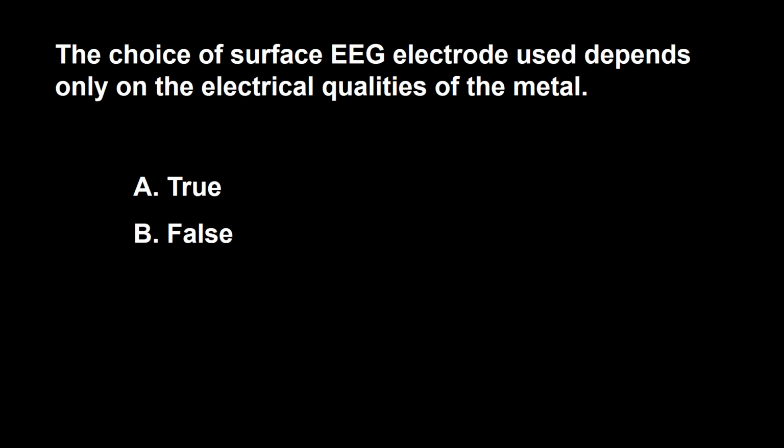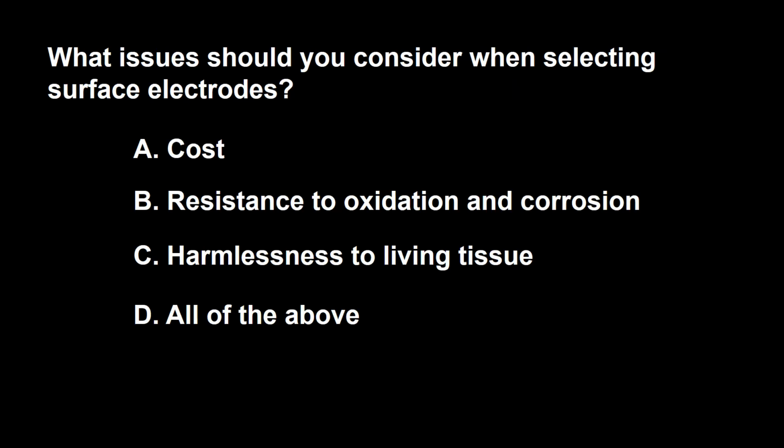Next question. The choice of surface EEG electrode used depends only on the electrical quality of the metal. A. True. B. False. The answer to this question is B. False. More than the electrical qualities of the metal goes into deciding what electrode to use. Next question. What issues should you consider when selecting surface electrodes? A. Cost. B. Resistant to oxidation and corrosion. C. Harmless to living tissue. D. All of the above. The answer to this question is D.